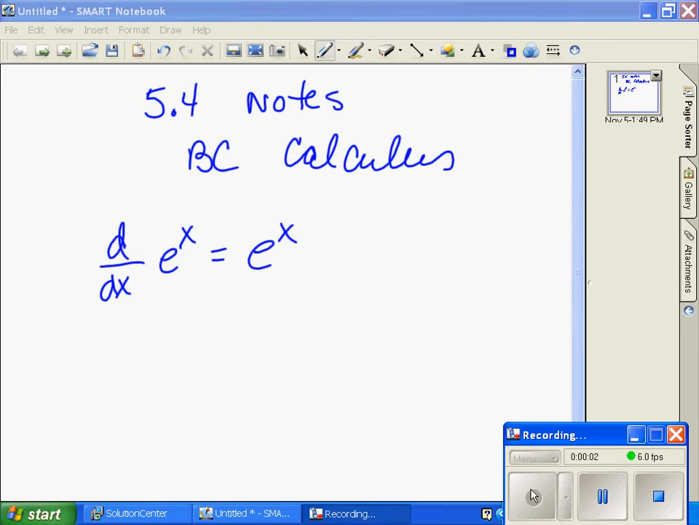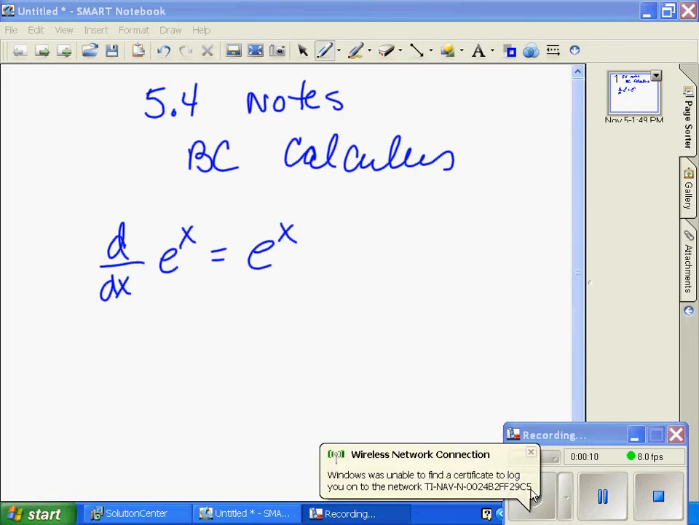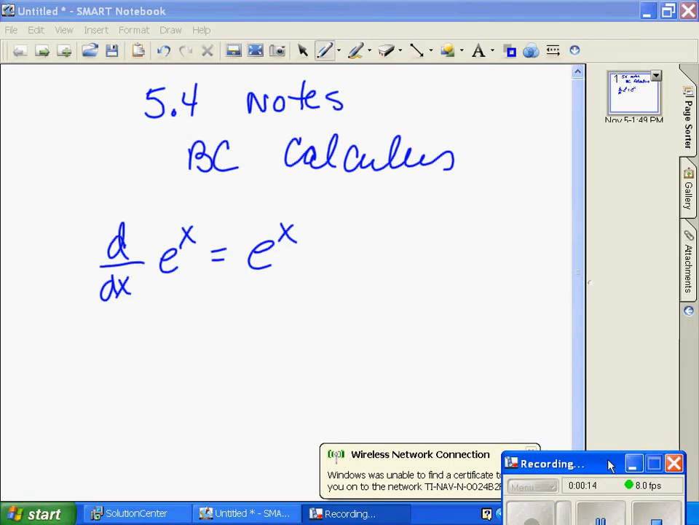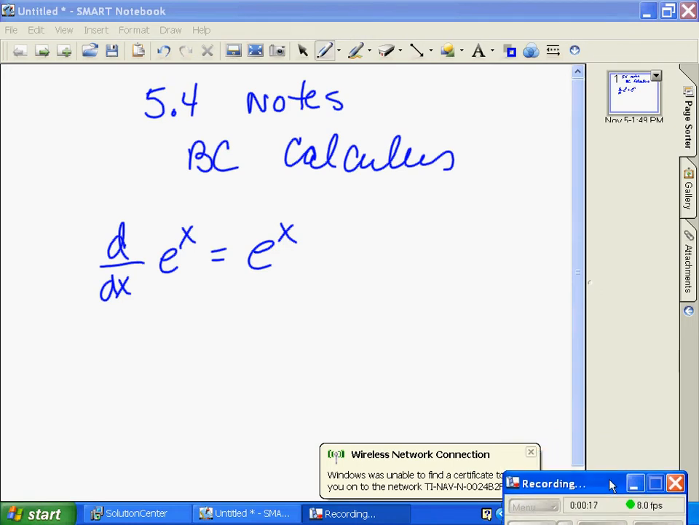Hello, today we're working on section 5.4. We're only going to be doing half of the lesson today, but today we're going to be doing the derivative of e to the x. The first box on your notes is just review from pre-calculus on what is e to the x and what is a logarithm.